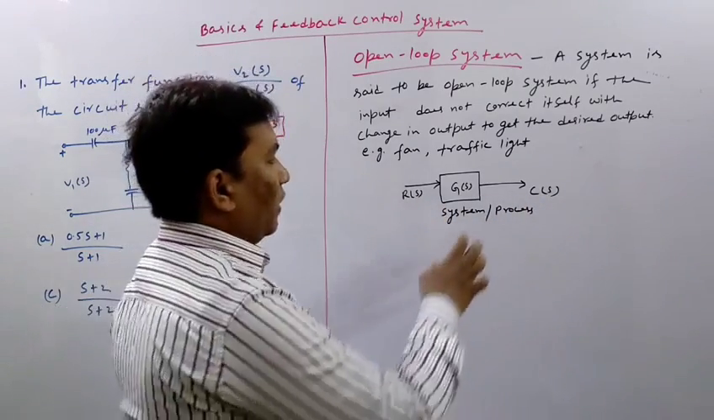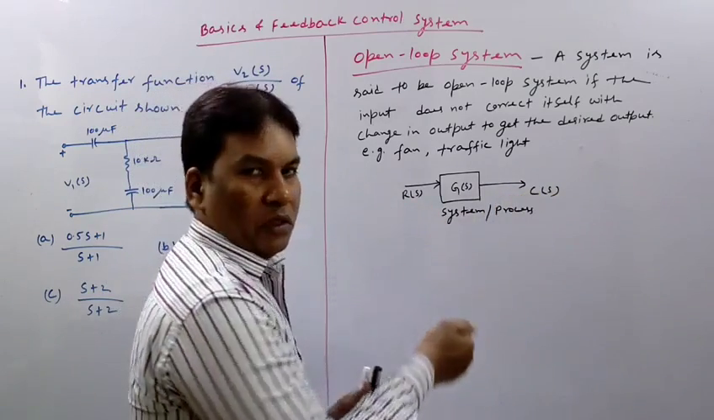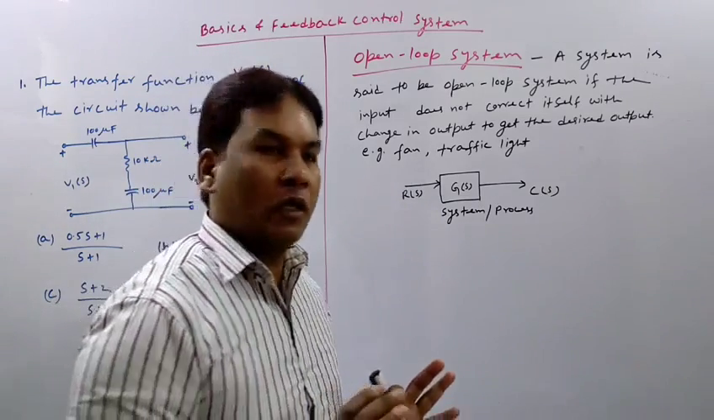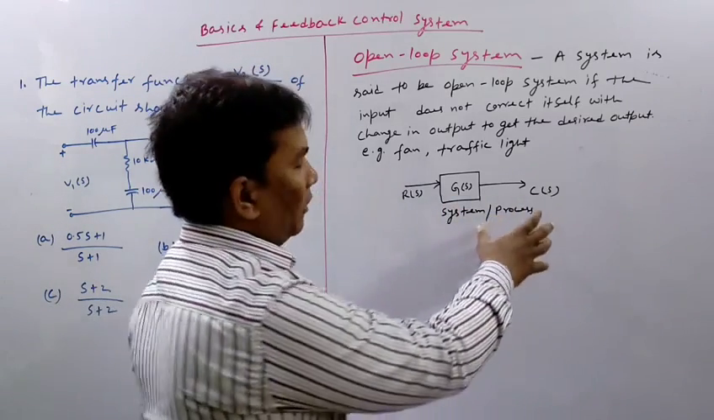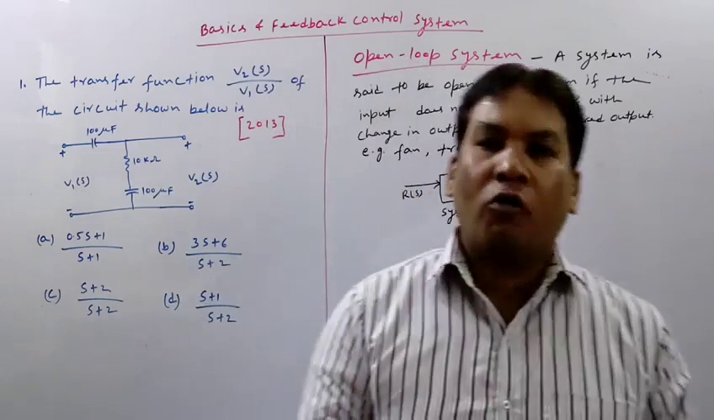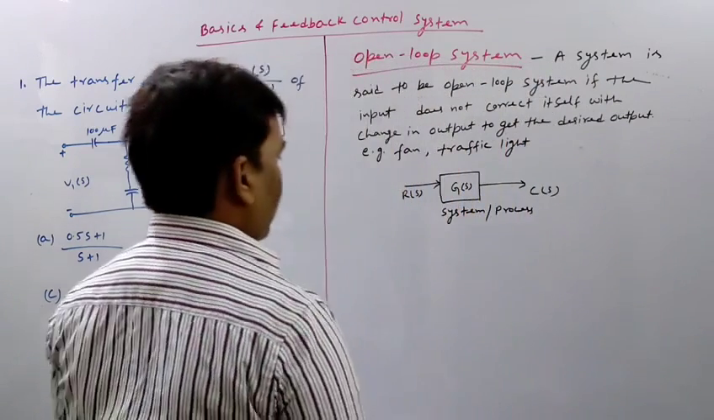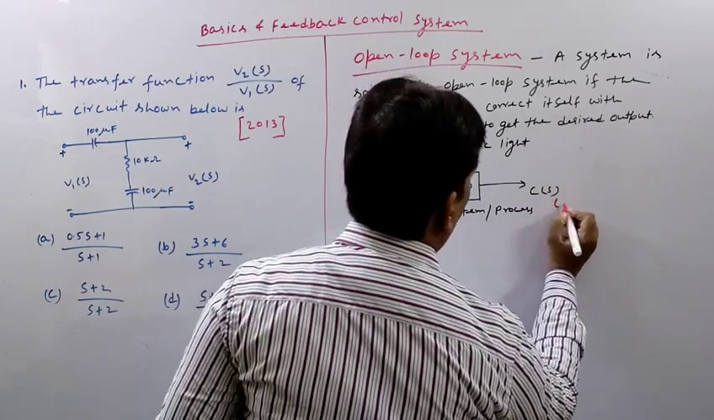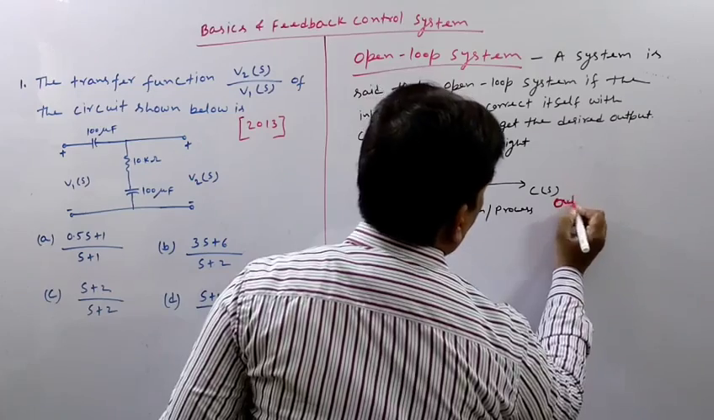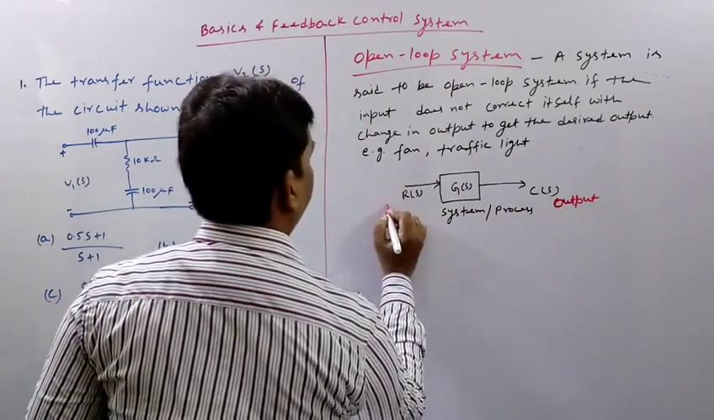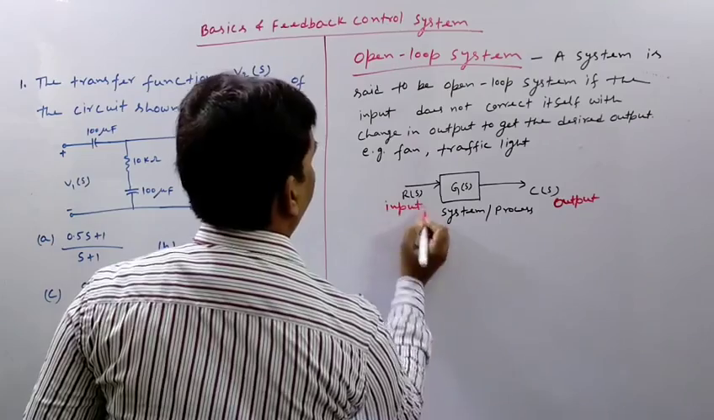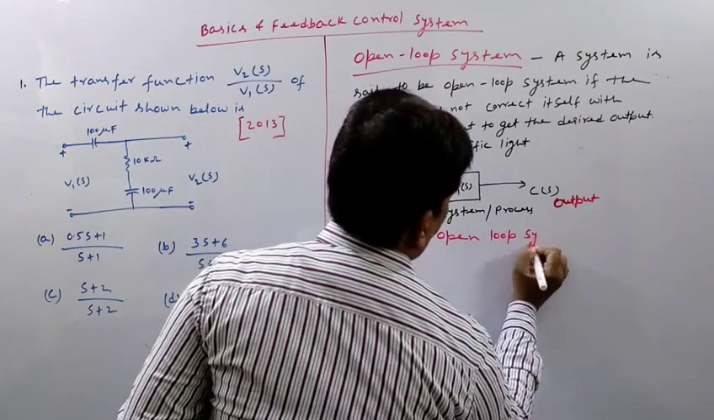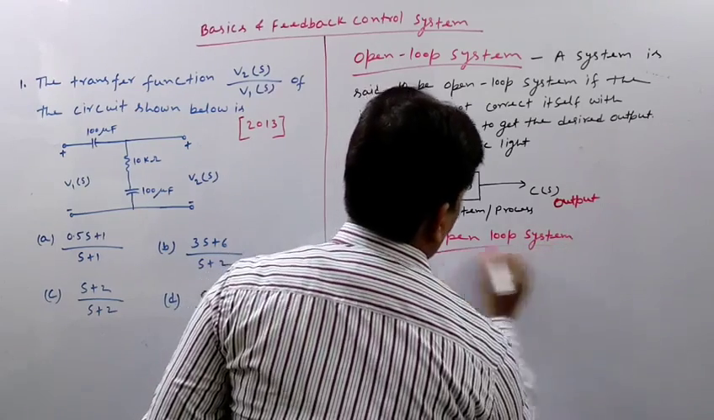So the output is changing according to the input. The input is not changing according to the output, so there cannot be any control on the output. So here this is an open loop system. This is the output and this one is the input, and this is a case of an open loop system.